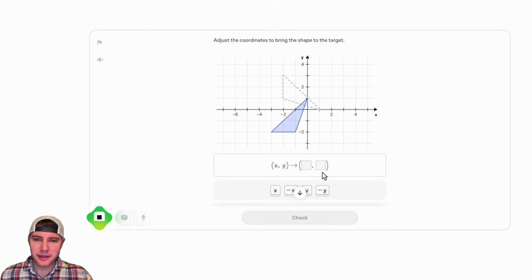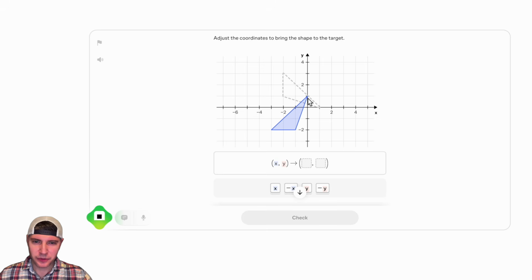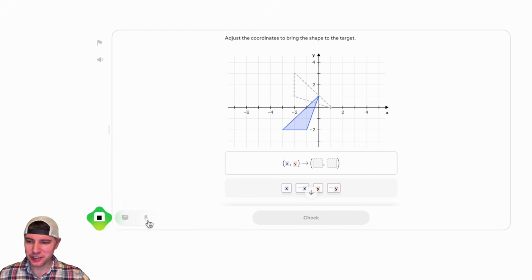So it's asking us to find the mapping that would give us a 270-degree rotation. So we're going from the blue triangle to the dashed triangle. It looks like it's only 90 degrees clockwise, but when you say 270 degrees, it's always referring to counterclockwise. So if we don't know what we're supposed to do here, how do we decide what to do for the mapping? We can ask Koji for help. You can click right here.